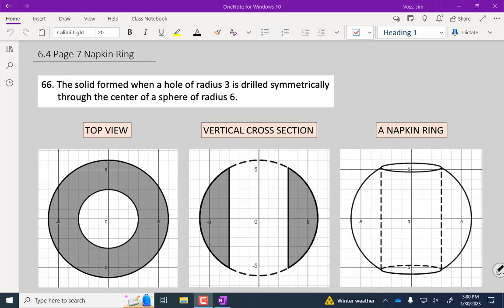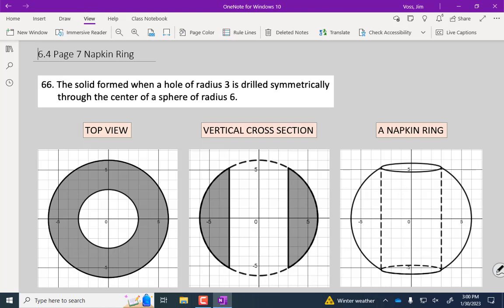Okay. Let's take a look at this napkin ring thing. So the way the napkin ring is formed, you all know what a napkin ring is? Okay. No, it's like kind of. It's that. It's a ball.